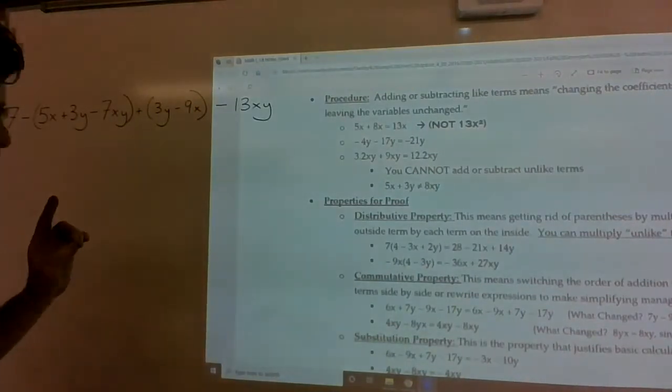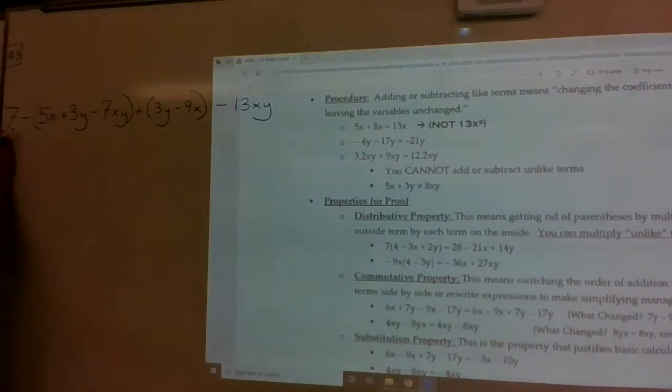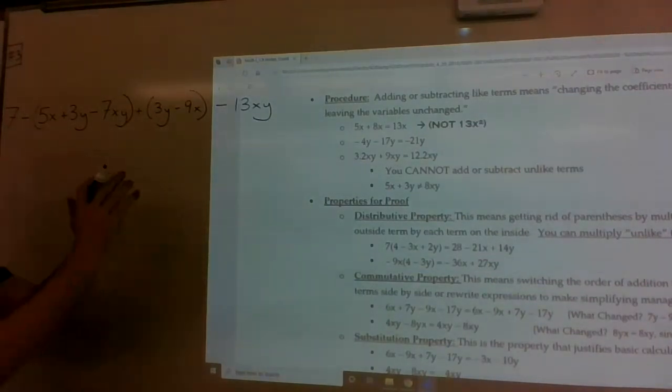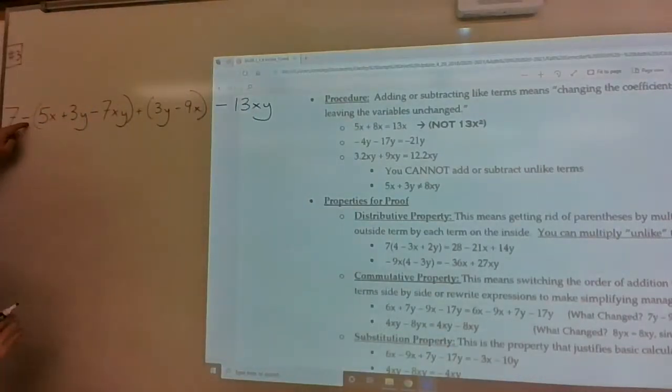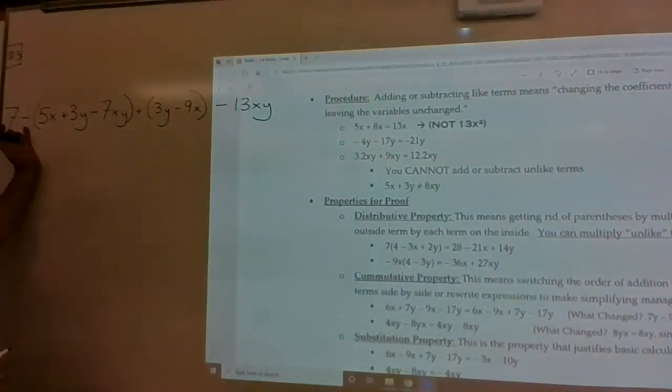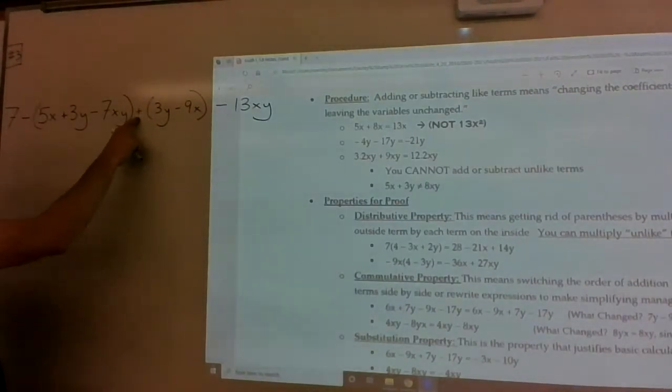The first thing that I need to explain is what are we supposed to do when it's 7 minus, and there's no number in front of the grouping symbol. There's no number that's being multiplied by the parentheses. The same thing's happening over here. It's just plus parentheses 3y minus 9x.